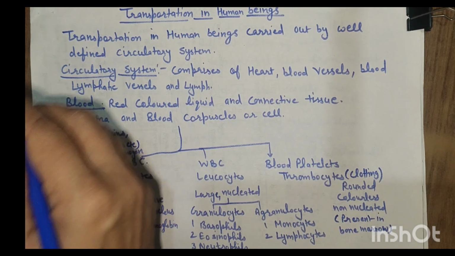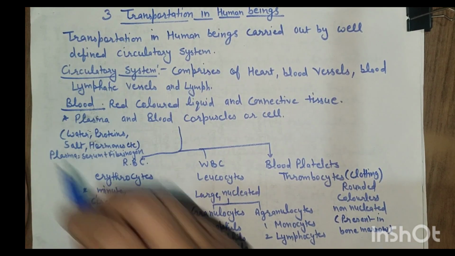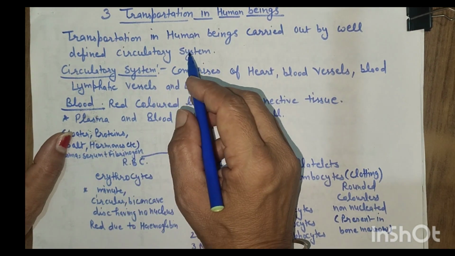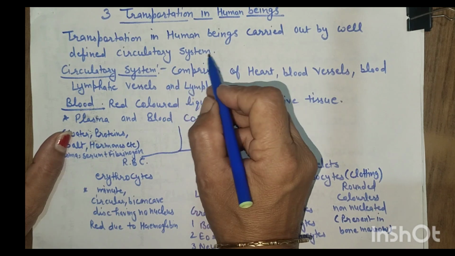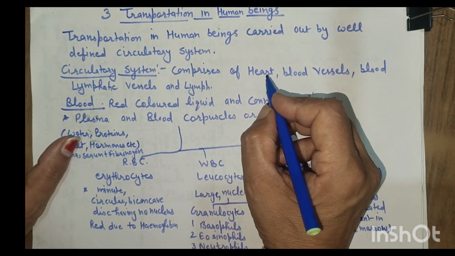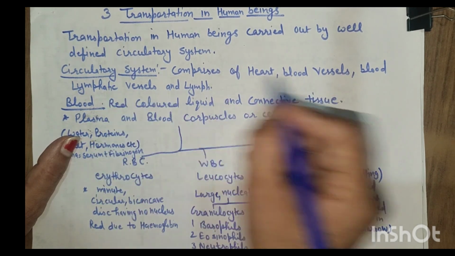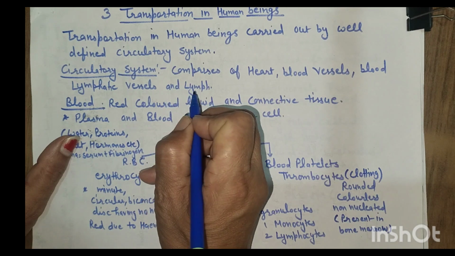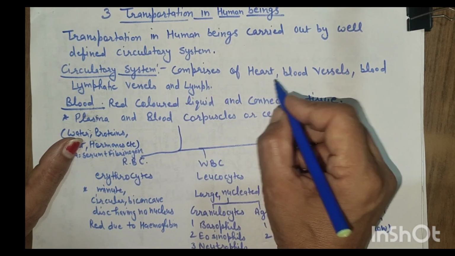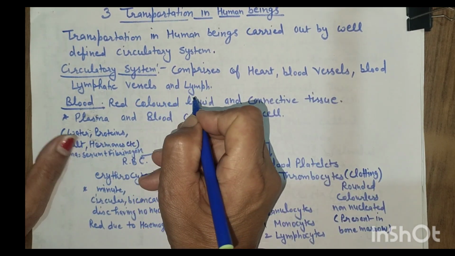Now the third part of the life process is transportation. Transportation in human beings is carried out by the well-defined circulatory system. The circulatory system comprises the heart, different blood vessels, blood, lymphatic vessels, and the lymph.